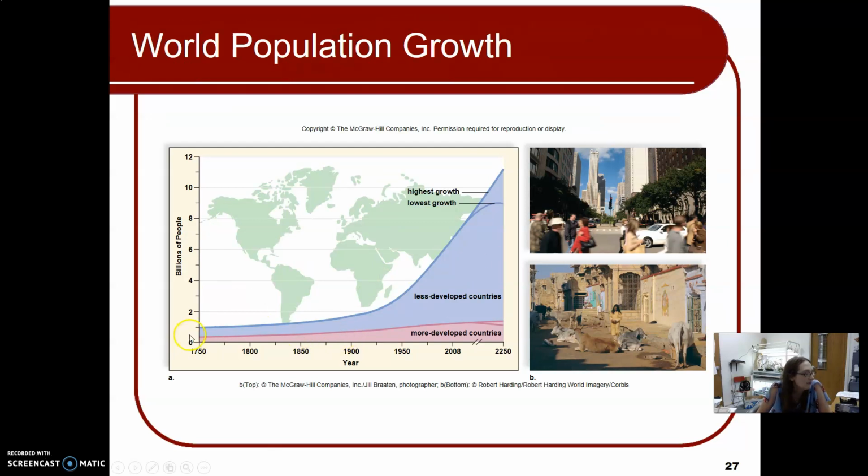So here we have more developed countries, population growth, and this is estimated, this is predicting, while less developed countries are having exponential growth. So if we want to not hit our carrying capacity and have people begin starving on a massive scale, we need to curb a lot of this population growth.